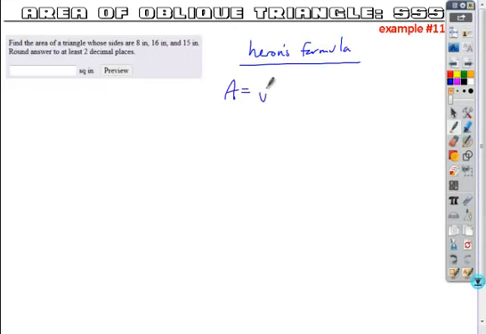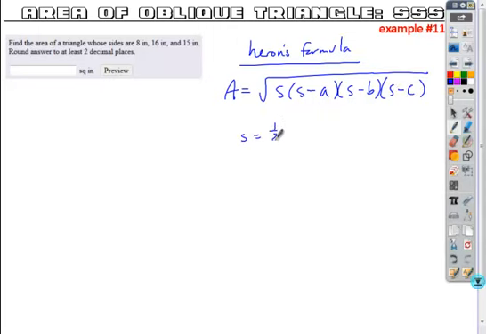The area is the square root of S times the difference between S and each of the individual sides, okay, where S is called the semi-perimeter. And that means that it's the perimeter, A plus B plus C, divided by 2, semi-perimeter. Okay, so that's what Heron's formula indicates.